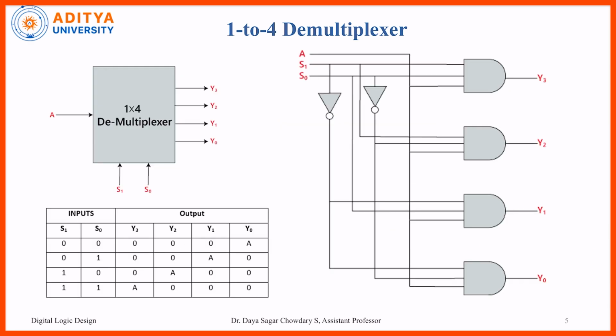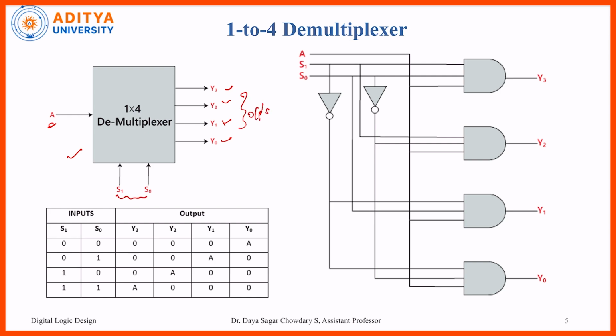Now coming to the 1 to 4 demultiplexer, the block diagram is the same, and again the input is only one, that is A. Here Y0, Y1, Y2, Y3 are the 4 outputs.